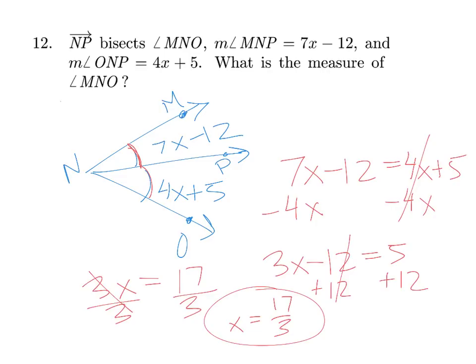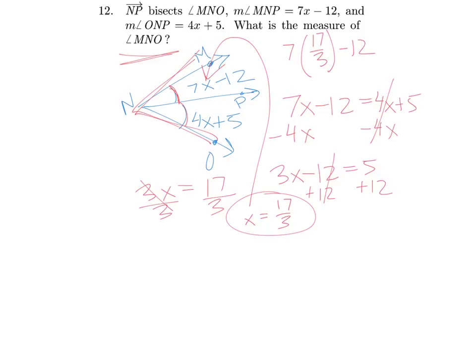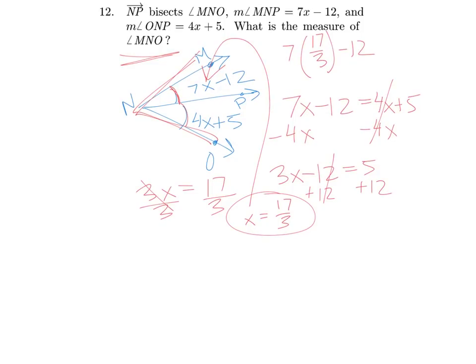All right, the problem's still asking, what's the measurement of angle MNO? MNO, this whole thing. All right, so what am I going to do? I'm going to plug this back into one of the angles, then multiply it by 2, and I get the size of the whole thing. So I'm going to have 7 times 17 over 3 minus 12. All right. Well, these aren't nice numbers. Let's see what we got here. So I'm going to have 7 times 17, which is 119 over 3 minus 12. This is the measurement of angle MNP.